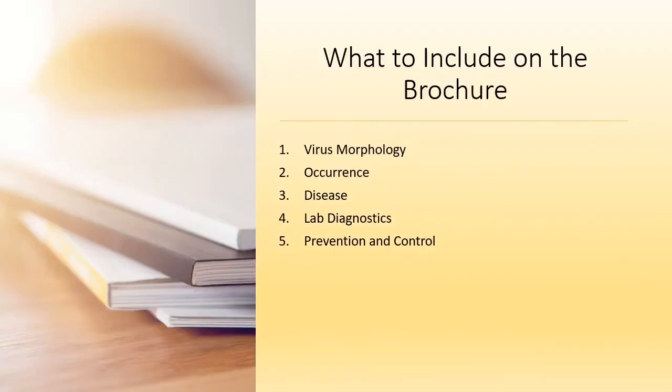For the brochure, we're going to take a brief look at the contents. We had the virus morphology, the occurrence, the diseases associated with the virus, the lab diagnosis and how to diagnose it, and then the prevention and control. The Sapporo virus has a very distinct Star of David appearance under the microscope. The disease associated with the Sapporo virus is mainly acute gastroenteritis, and the main way the virus is routinely found is through reverse transcriptase PCR.